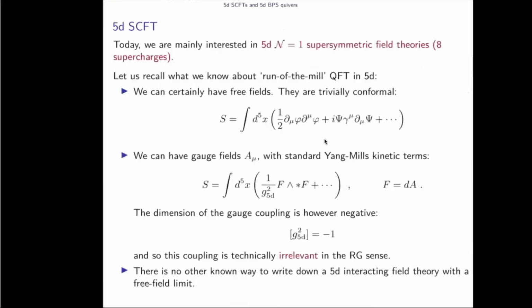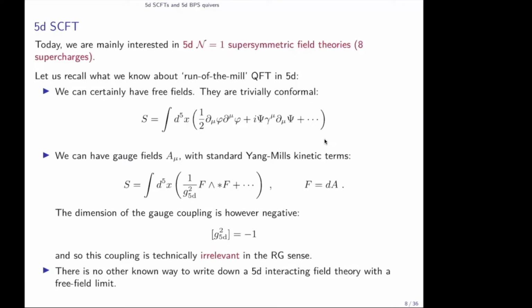So let me then change tack a tiny bit here, because today I'm mainly interested in 5D theories. Those are N=1 supersymmetric theories, but that's really the same as 4D N=2 in the sense that it's 8 supercharges. It's an essentially isomorphic supersymmetry algebra, and it gives the 4D N=2 when you reduce on the circle.